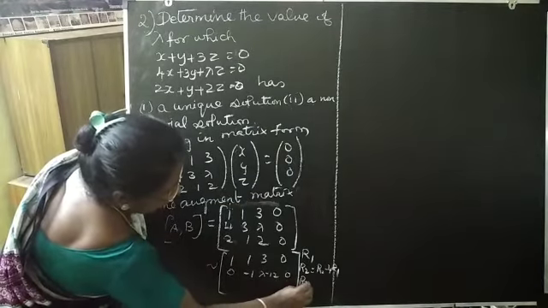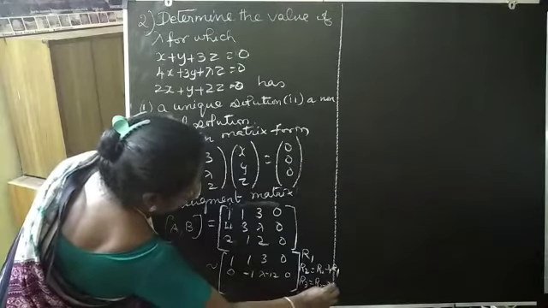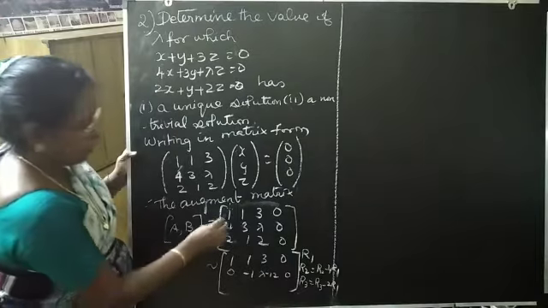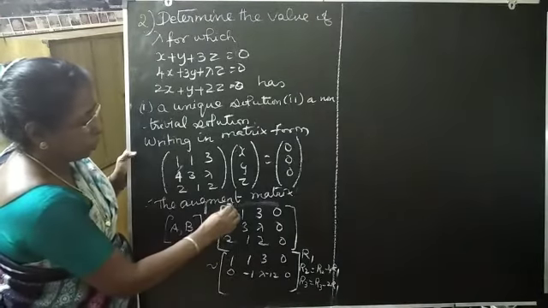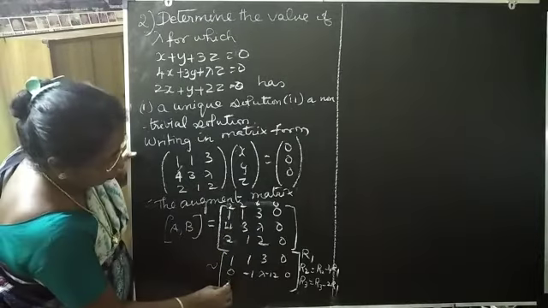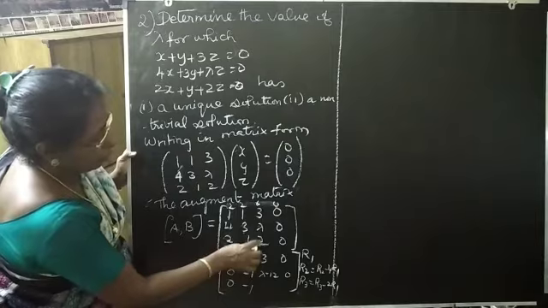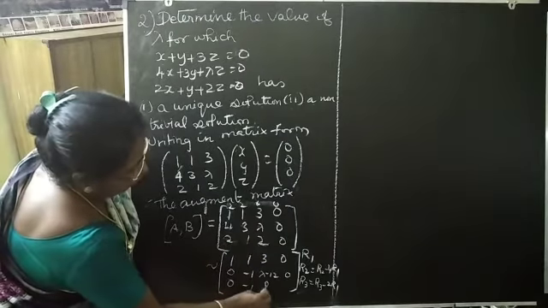The next step is to make the third row's first element 0. So your R3 is equal to R3 minus 2R1. You are going to multiply the first row by 2. So here you get 2, 2, 6, 0. So 2 minus 2 gives you 0, 1 minus 2 gives you minus 1, 2 minus 6 gives you minus 4.